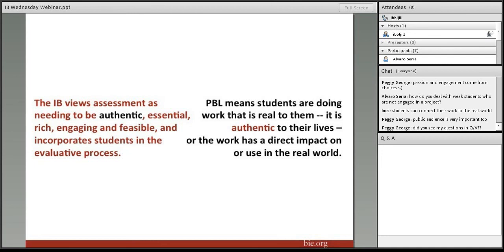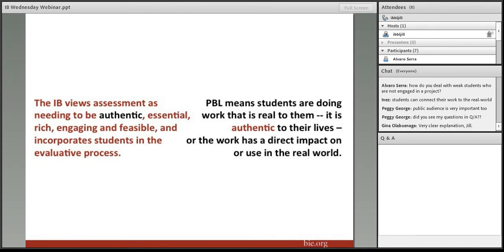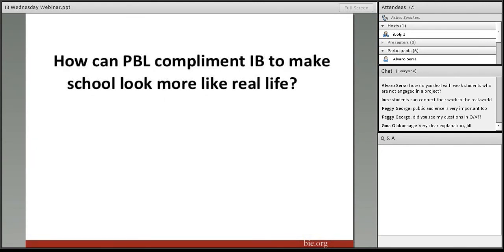Because we know that the IB views assessment as needing to be authentic and essential and rich, engaging, feasible, and where students are incorporated into the evaluative process. We know that PBL students are doing work that's real to them and authentic, that the work that they're doing has a direct impact on or use in the real world. IB and PBL complement each other through authenticity. So through IB and the development of summative assessment tasks, creating authentic tasks, having students develop authentic products that will be used in the real world, we take those summative tasks to a deeper level. That brings that 21st century authenticity to the forefront. So how can PBL complement IB to make school look more like real life?